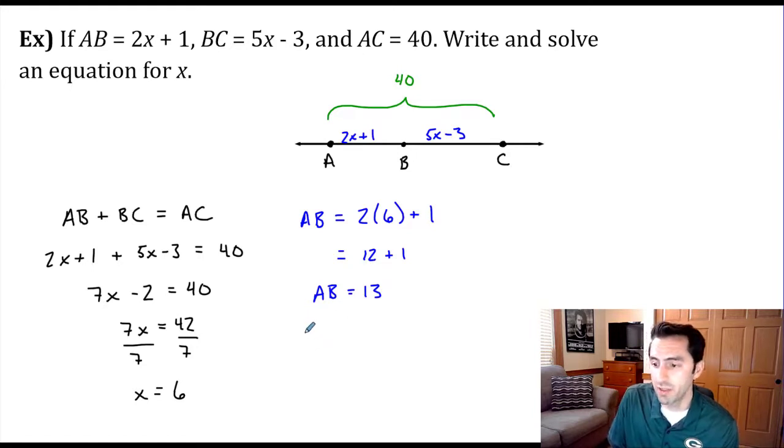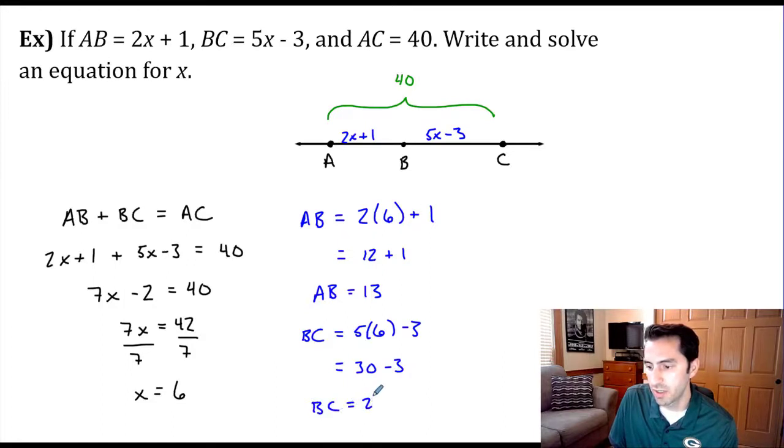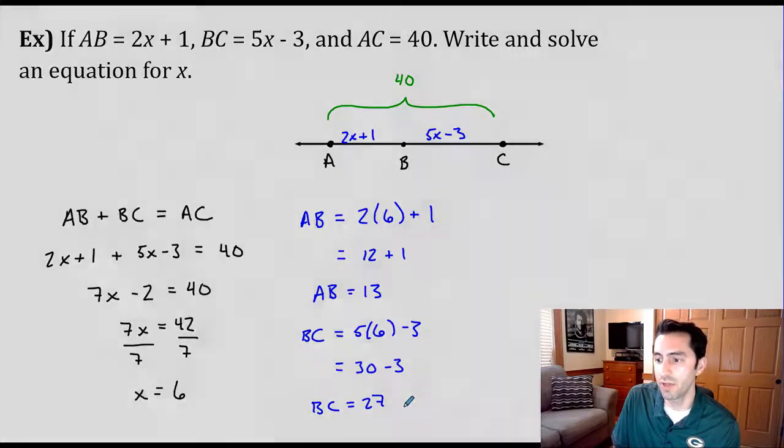In the last piece here, let's find out how long BC is. I could plug x back in. So 5 times 6 and then minus 3. 5 times 6 is 30. Subtract 3, so BC has a length of 27. And just checking our two lengths here, 13 and 27, if I add those together, we do get that entire length of 40 that we were looking for.